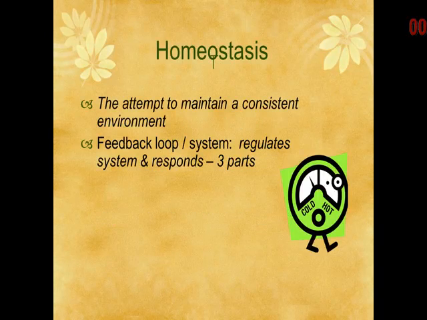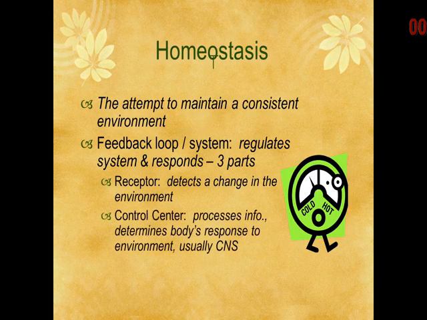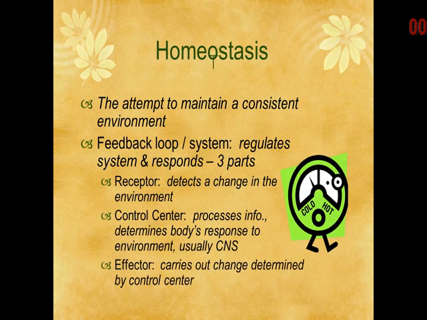Homeostasis is the body's attempt to maintain a consistent environment. This is done through a series of feedback loops to regulate and respond to what is going on. The receptor acts similar to a thermostat in your house in detecting a change in the temperature. The control center is going to take that input from what the conditions are for the body and make the appropriate response to deal with the situation. Then the effector is going to carry out the change the control center determines to be appropriate in this situation.